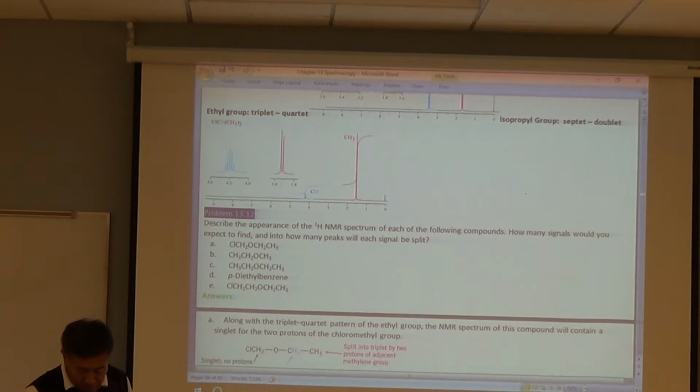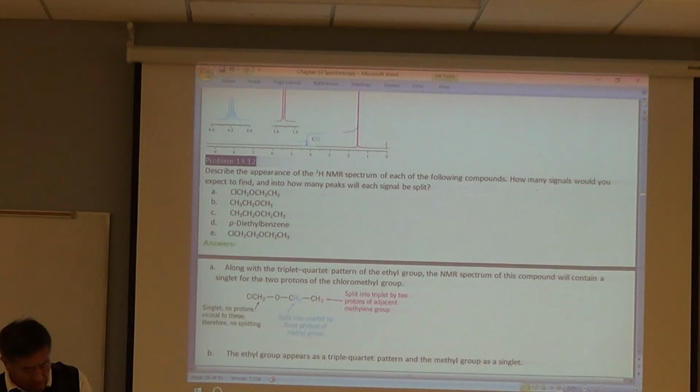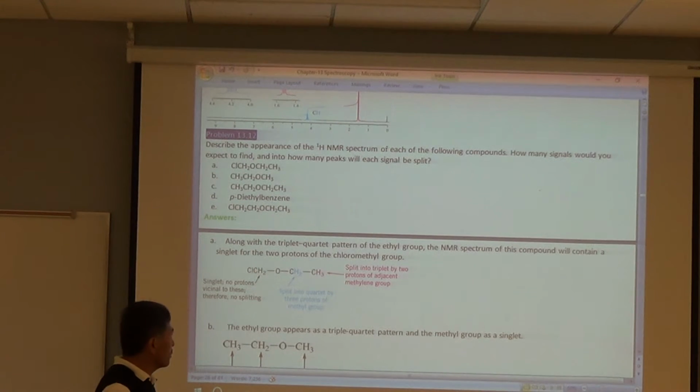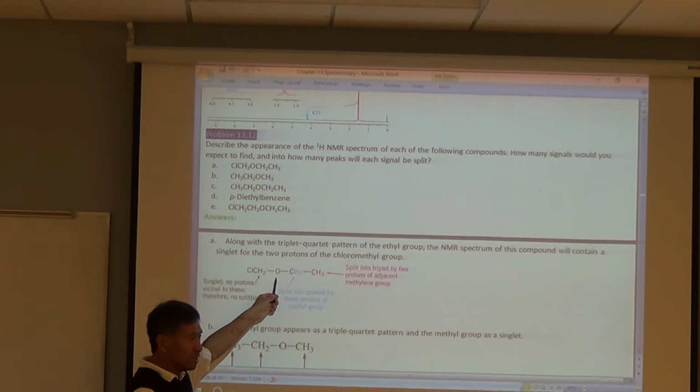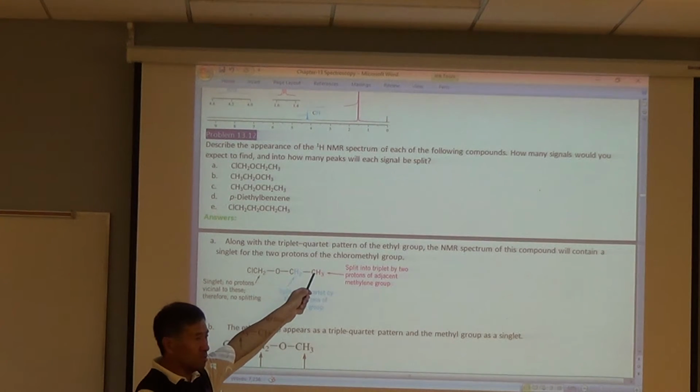In this example you will see quite a few ethyl groups, and you will see this triplet and quartet pattern. Sometimes you will see two of these ethyl groups. If the two ethyl groups are the same, you will see just one pattern of triplet and quartet. So in the first one, you have an ethyl group on the right side of this ether, so you will have this quartet and triplet.